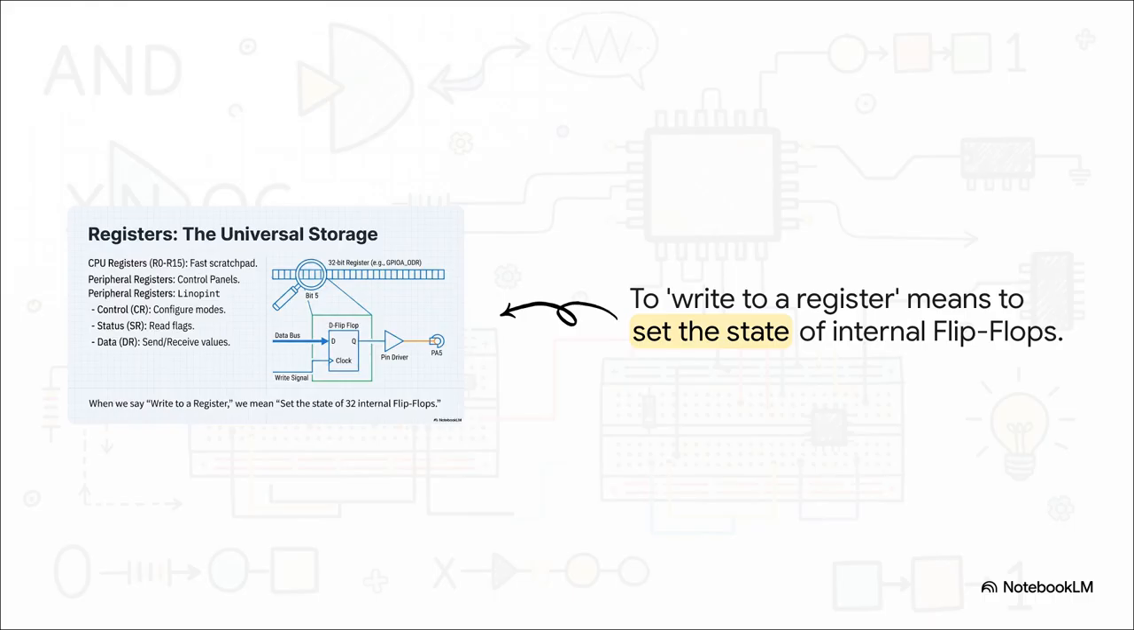Let's zoom right in to make this crystal clear. When we say your code writes to a peripheral register, what is physically happening is that the CPU is setting the state of a group of internal D flip-flops. Again, it all comes back to the fundamental building blocks of digital logic that you're already totally comfortable with.